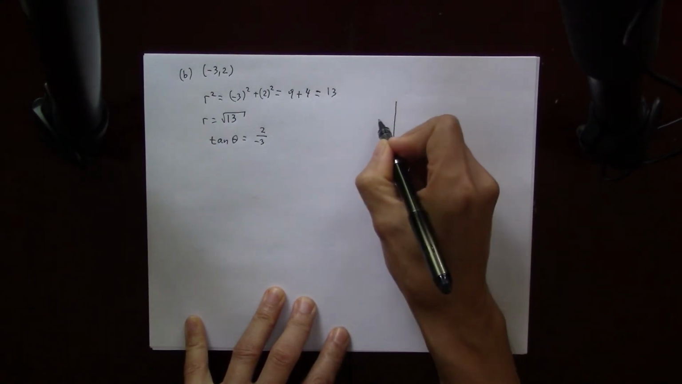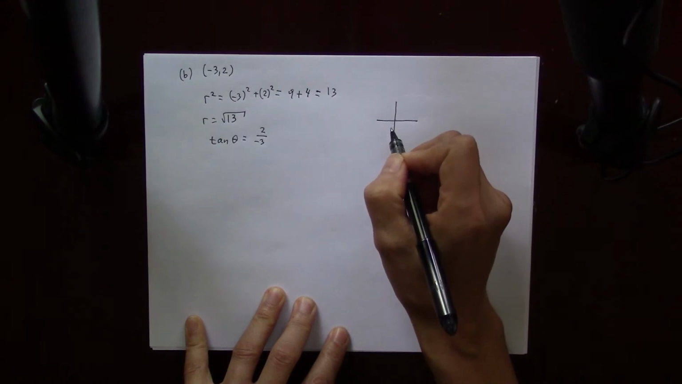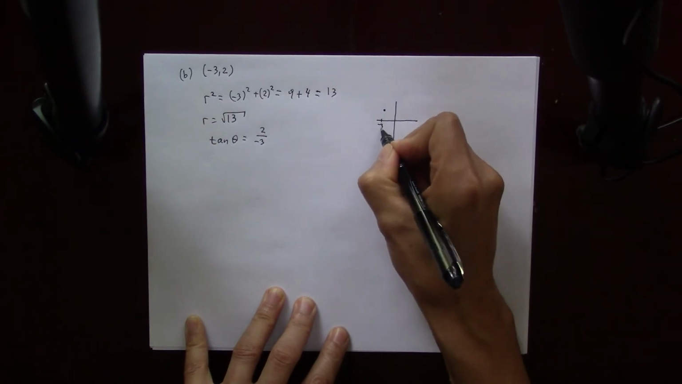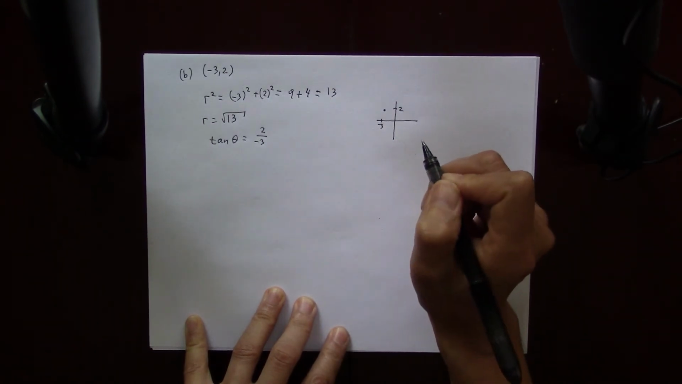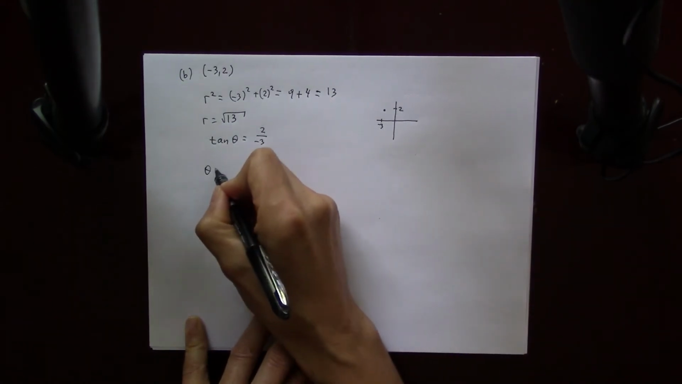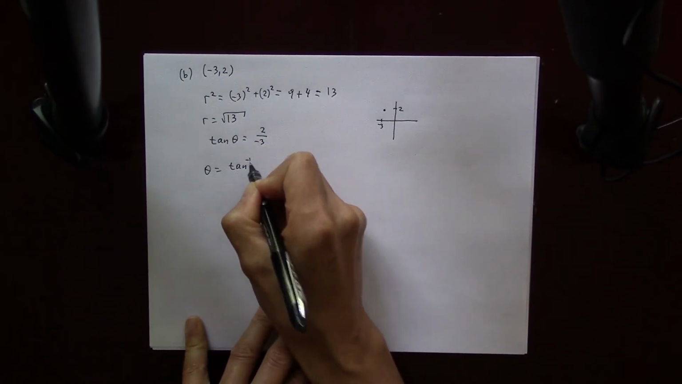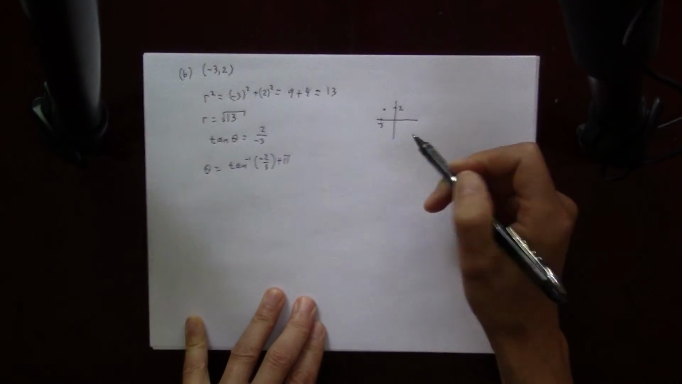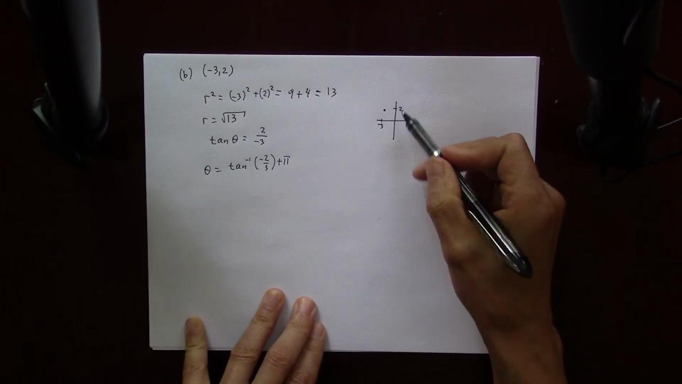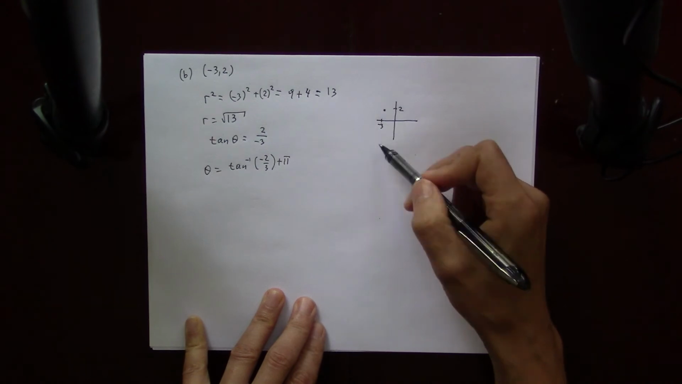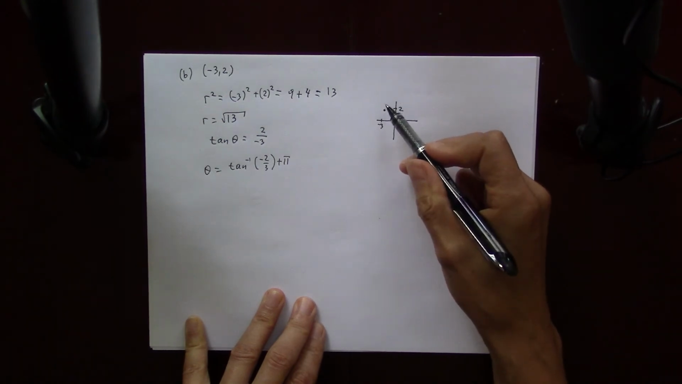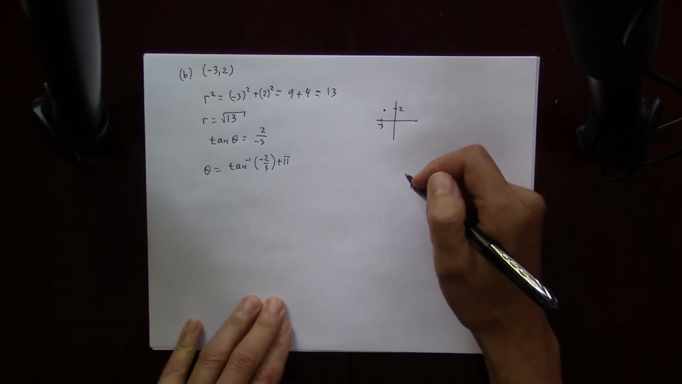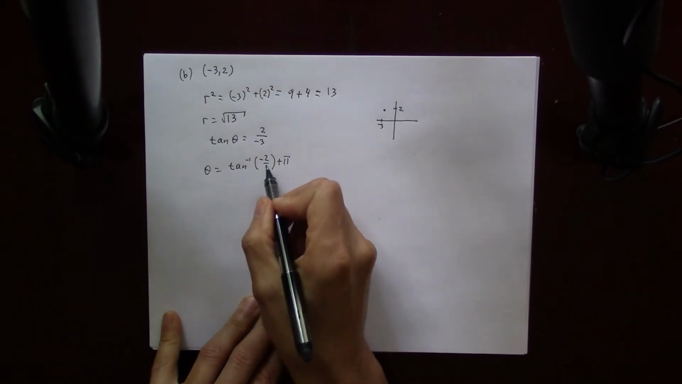Now let's visualize where the point is located. The point is located in quadrant 2. X equals negative 3, y equals 2. So quadrant 2. So theta is going to be tangent inverse of negative 2/3 plus pi. Because again, the range of tangent inverse is between negative pi over 2 and pi over 2. To get to quadrant 2 and 3, we need to add an extra pi. So theta equals tangent inverse of negative 2 over 3 plus pi.